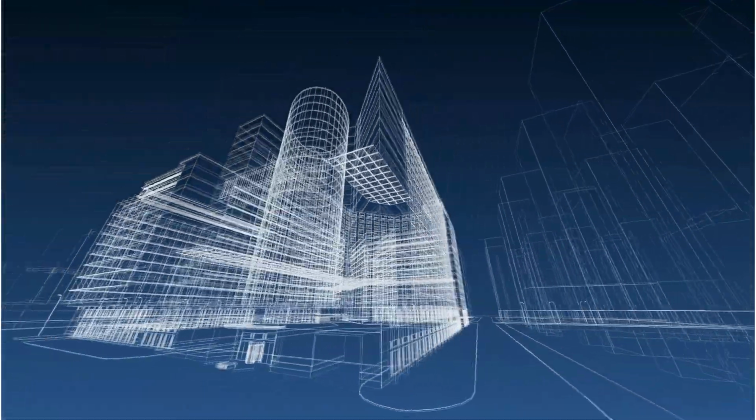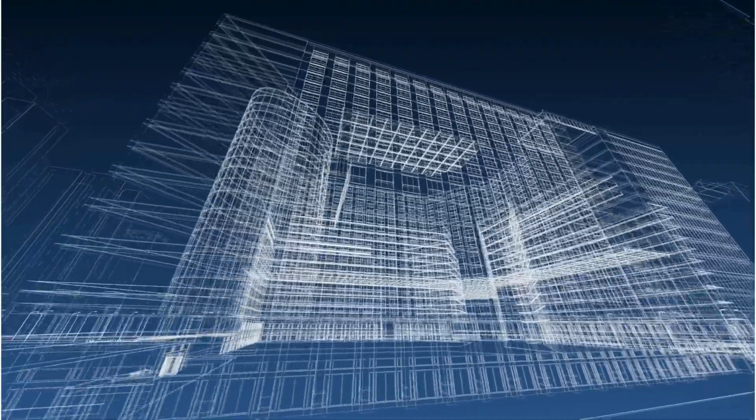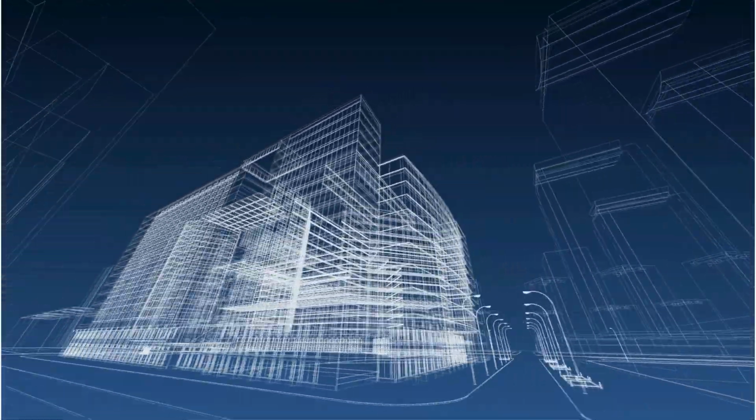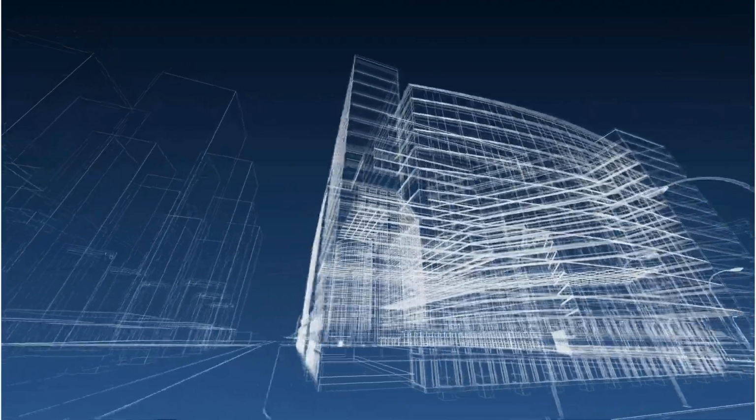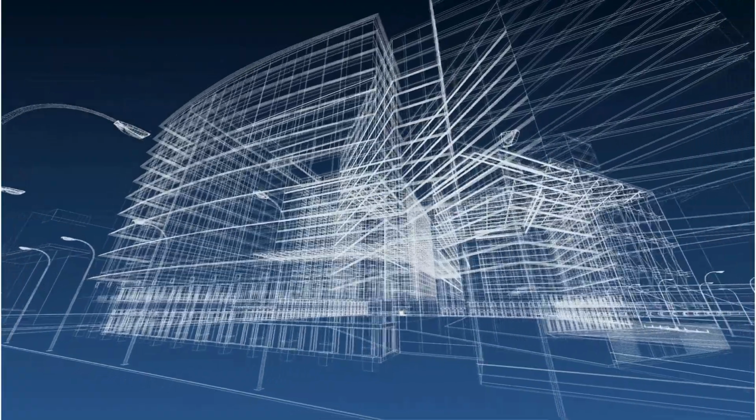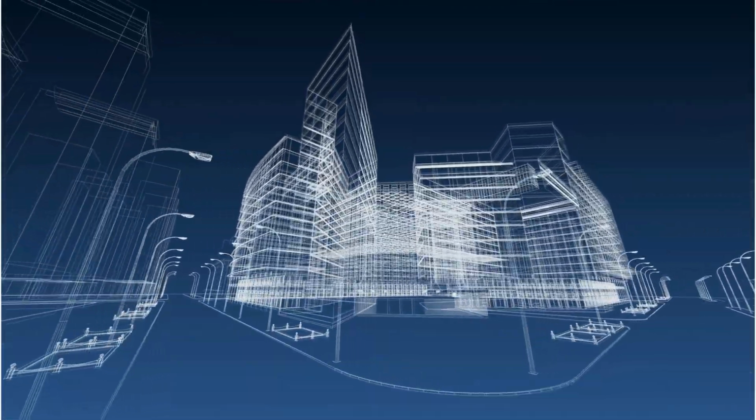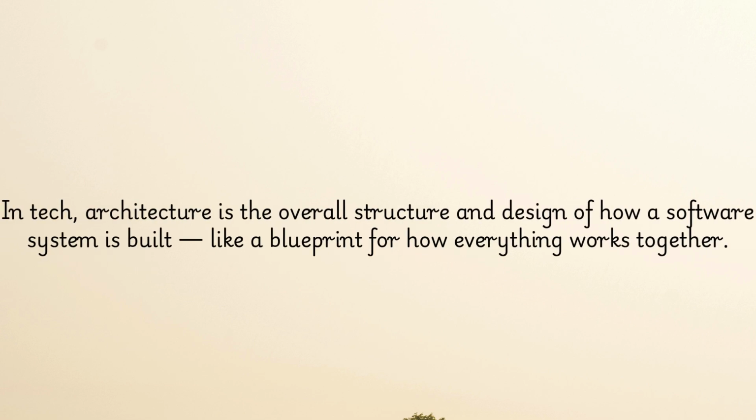Moving forward to the next theme, we'll be looking at architecture in tech. What does architecture in tech mean? Architecture is like the overall structure and design, and in tech it is simply the overall structure and design of how a software system is built. We can also say that it is the blueprint of how everything works together. So imagine you're building a house. Before construction, an architect draws a plan that shows where the rooms go, where the doors and the windows are, how the plumbing and the wiring will run. That's the architecture of the house.